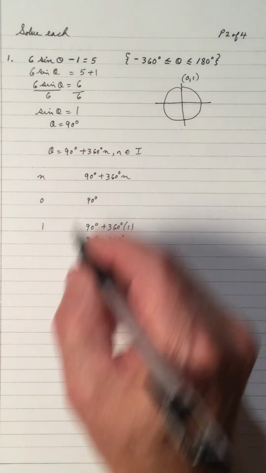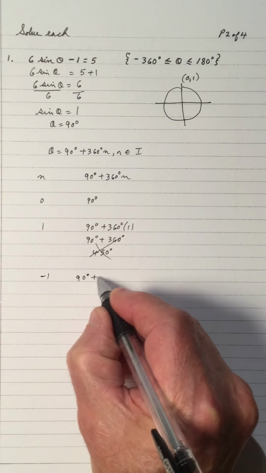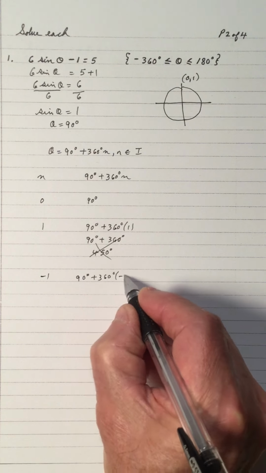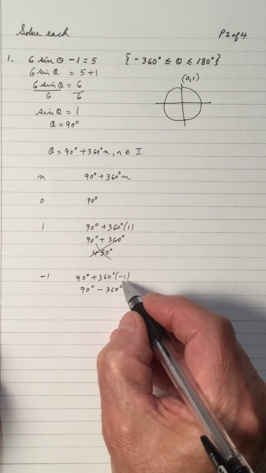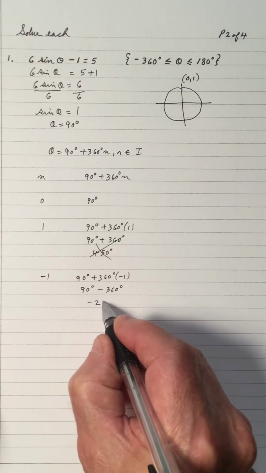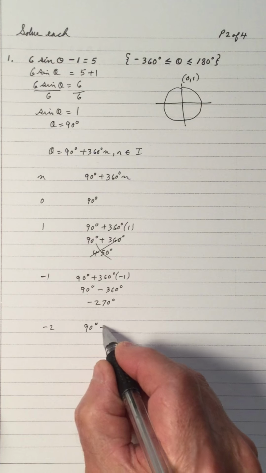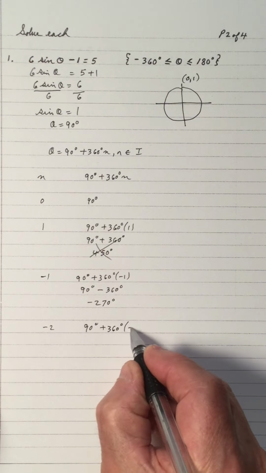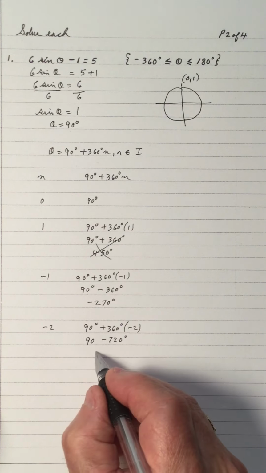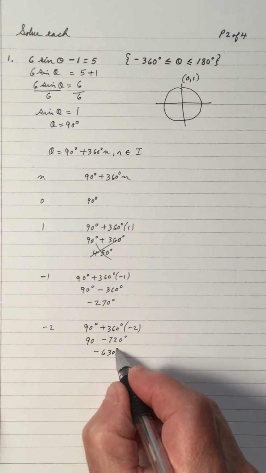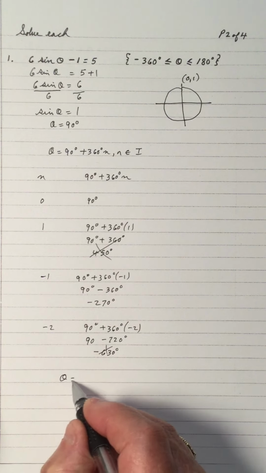So, because we have negatives, let's try a negative one. Negative 1 is 90 plus 360 times negative 1. So that's 90 minus 360, and 90 minus 360 is negative 270. And we'll try negative 2, so 90 plus 360 times negative 2, so it's 90 minus 720. That ends up to be negative 630, and negative 630 is too far down, so that's not right.